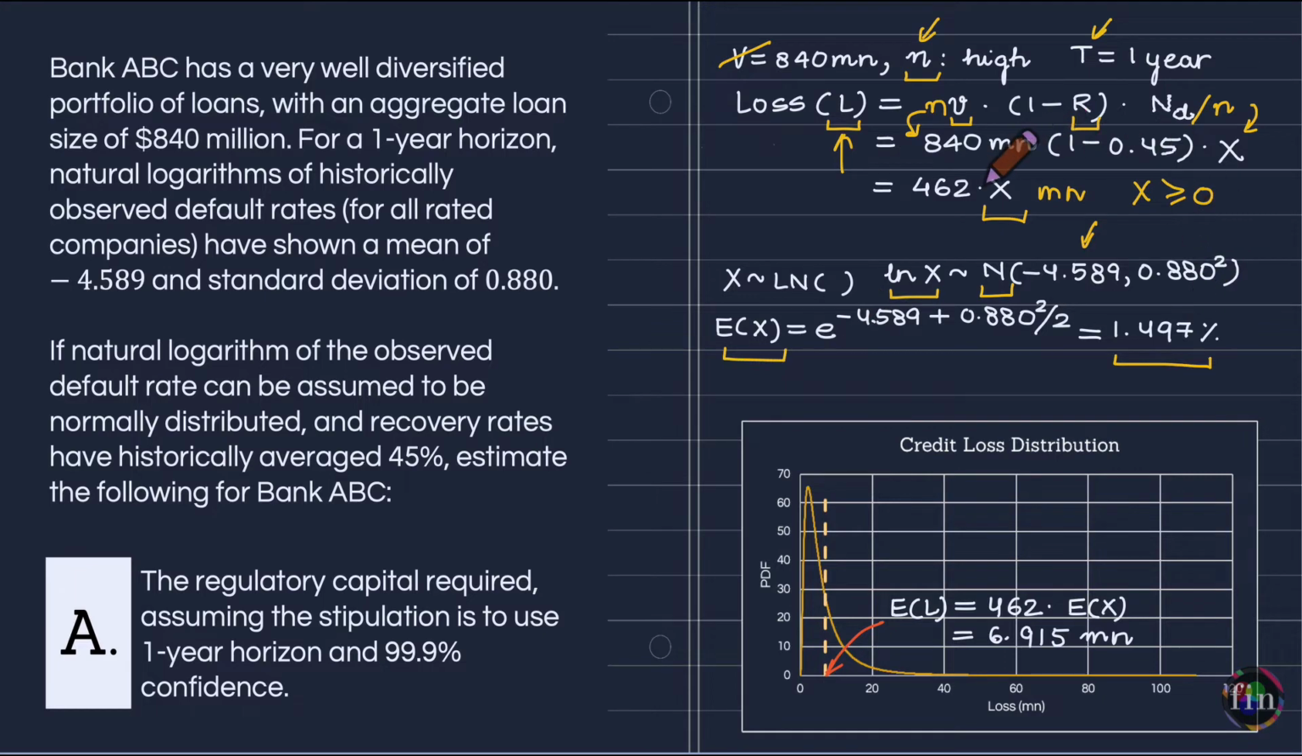This is as far as the expected value of X is concerned. Plug this value into the formula for L and find out the expected loss. It will be 462 times 1.497%, and that is 6.915 million. I have plotted the loss distribution here and I have marked the expected loss of 6.915 million. Now this is about the distribution of my credit loss.